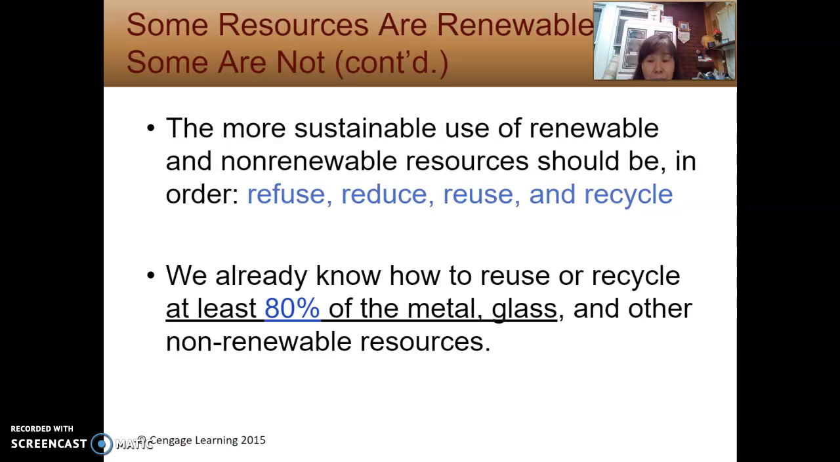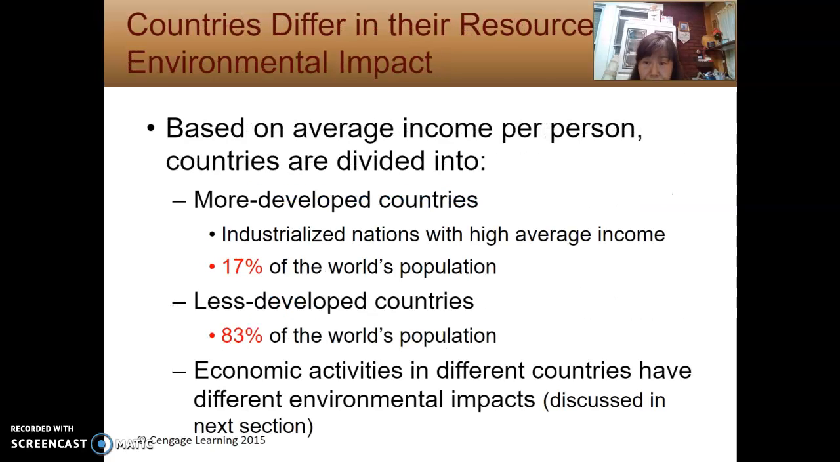And then believe it or not, we already know how to reuse or recycle at least 80% of the metal, glass, and other non-renewable resources. This number is important to remember. 80% of the non-renewable resources we are able to reuse, recycle, but practice or not is another matter.